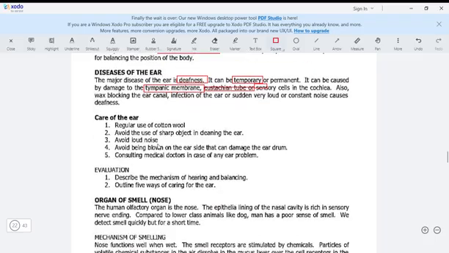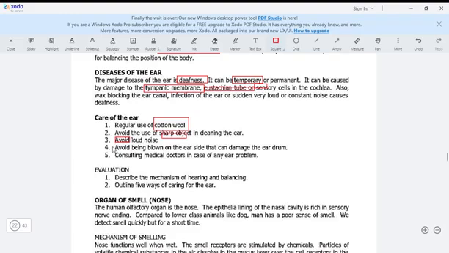Then finally, how do we care for our ear? Regular use of cotton wool can help to clean your ear. Don't use sharp objects in cleaning the ear. Avoid loud noise.